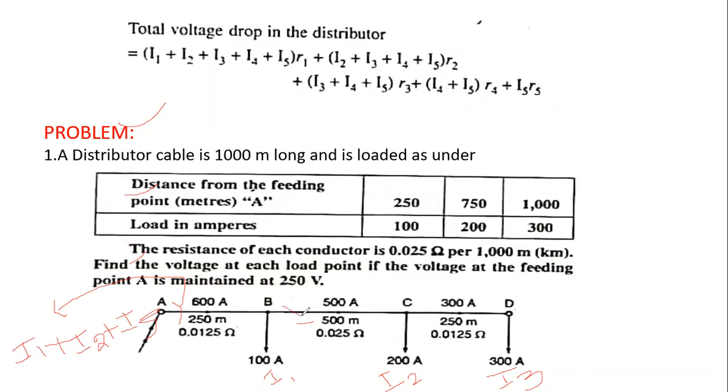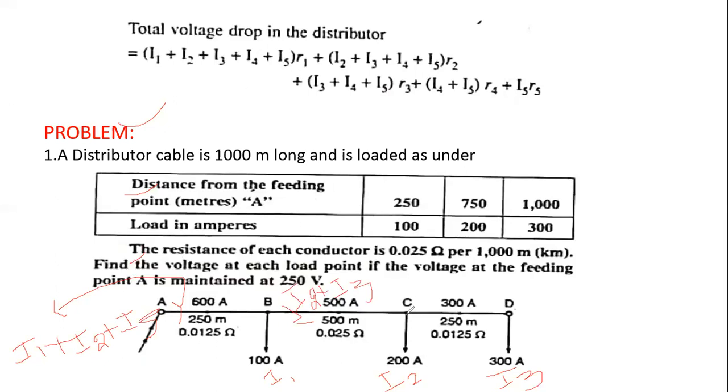Next, we write the current at section BC. The I1 current is dropped at point B. The remaining current is I2 plus I3. What is the I2 value? 200. And the I3 value? 300. This is the current at section BC.